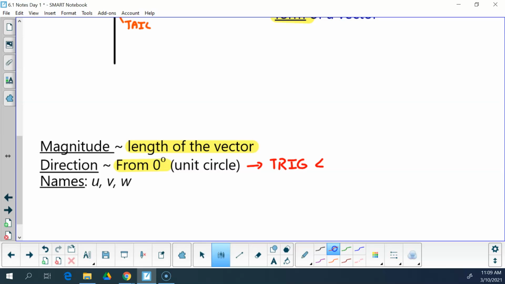Names, usually it's a lowercase letter. But sometimes you might also have 2 points, where P is the tail of the vector and Q is the head of the vector. So there are some times when you might have it written out in 2-point form. But most of the time it's going to be in a lowercase form.